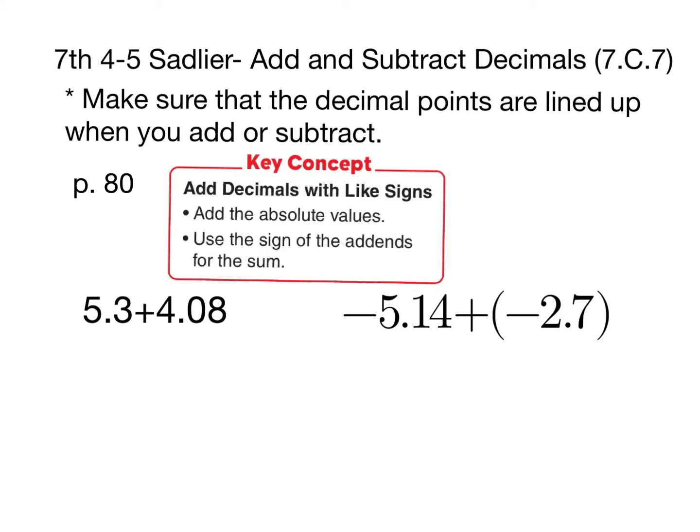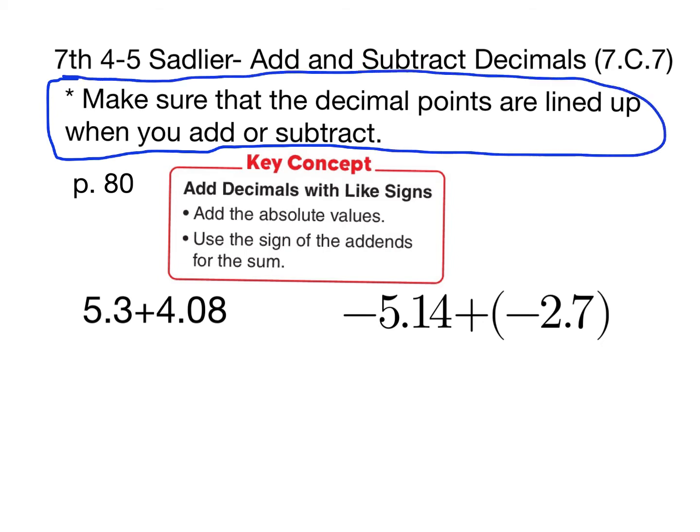Lesson 4.5 is on adding and subtracting decimals. You've added and subtracted decimals before. The difference in this section is that we are going to have some negative numbers as well. So the key thing, like you've talked about before, is when you're adding and subtracting decimals, you need to make sure the decimal points are lined up. Your decimal points have to be lined up when you add or subtract.